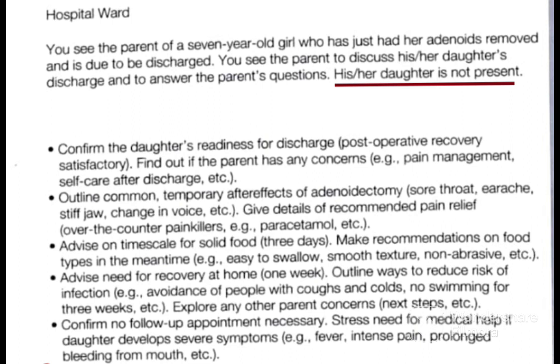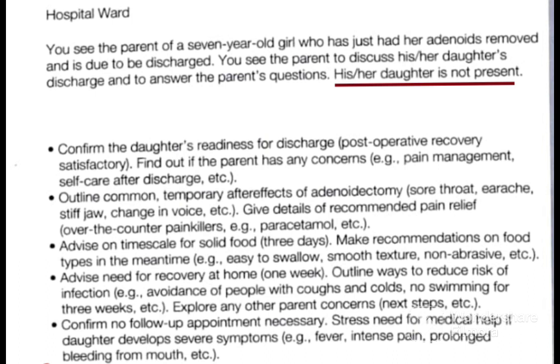And you can just start like this. Good morning. The first task is confirm the daughter's readiness for discharge. That means you are going to the parent and you are discussing. You see the parent to discuss. So confirm the daughter's readiness for discharge, post-operative recovery is satisfactory, and find out if the parent has any concerns. So you are the one approaching the parent. So how can we start?